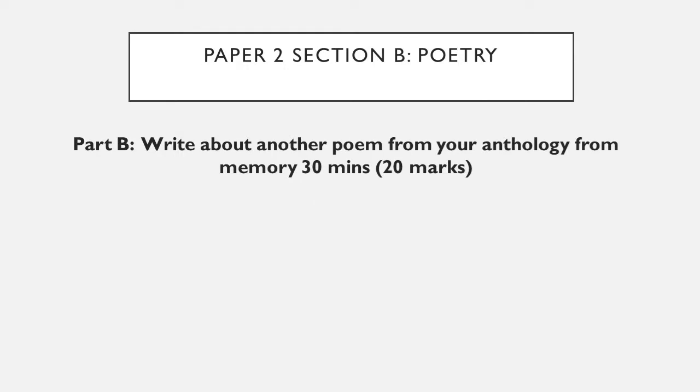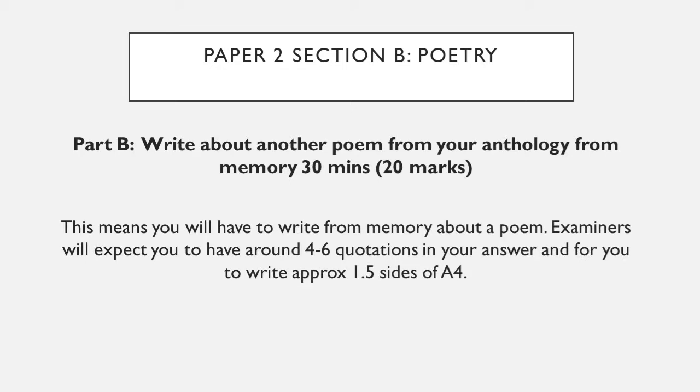So, paper 2, section B, poetry. For part B, you need to write about another poem from your anthology from memory. You have 30 minutes to do this and the question is worth 20 marks. This means you'll have to write from memory about a poem. Examiners will expect you to have about 4 to 6 quotations in your answer and for you to write approximately 1.5 sides of A4.